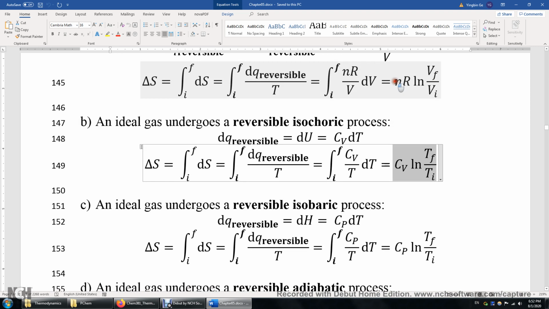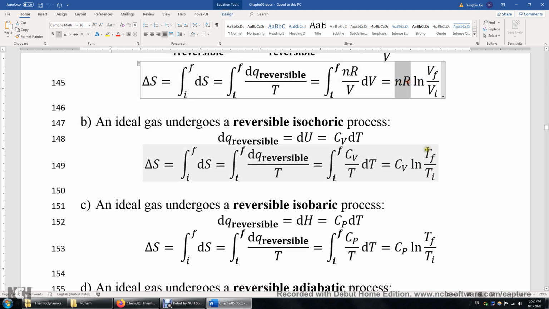Again, pay attention to this expression. There's a logarithm here. This is the logarithm of the ratio of volume. Over here, this is the logarithm of the ratio of temperature. In front of the logarithm, this is nR. And over here, this is an isochoric process. Therefore, you have CV in front of the logarithm of the temperature ratio.